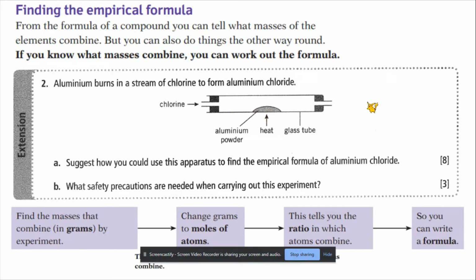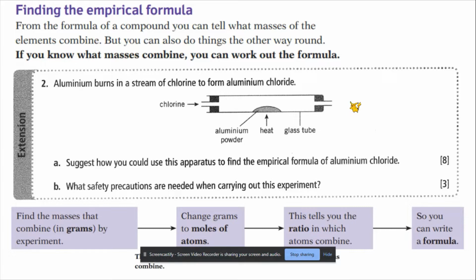The chlorine, and ideally very few of the products that are made, will then pass through on the right-hand side. So the question says, suggest how you'd use this apparatus to find the empirical formula of aluminium chloride. I've left a little flowchart at the bottom, and this is essentially what you have to do. But you also have to propose what the masses are that you have to measure, and how to get the masses for your calculation.